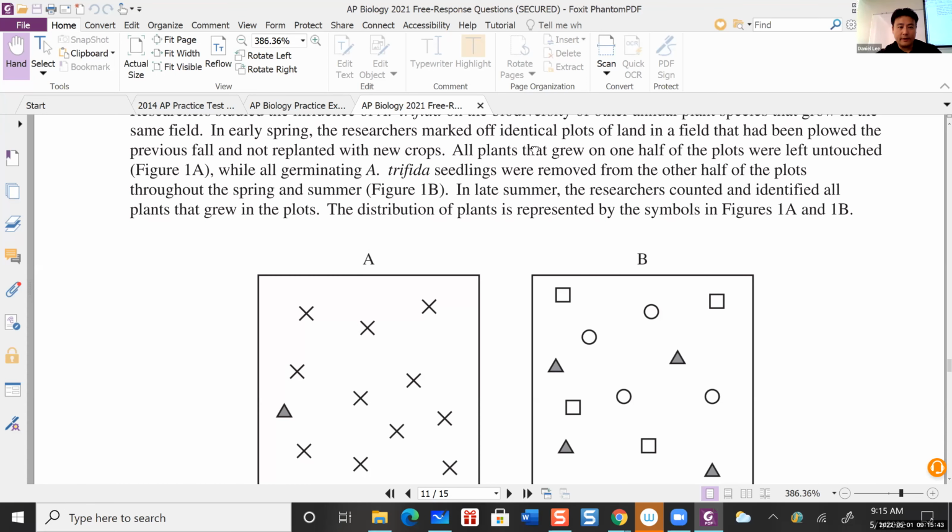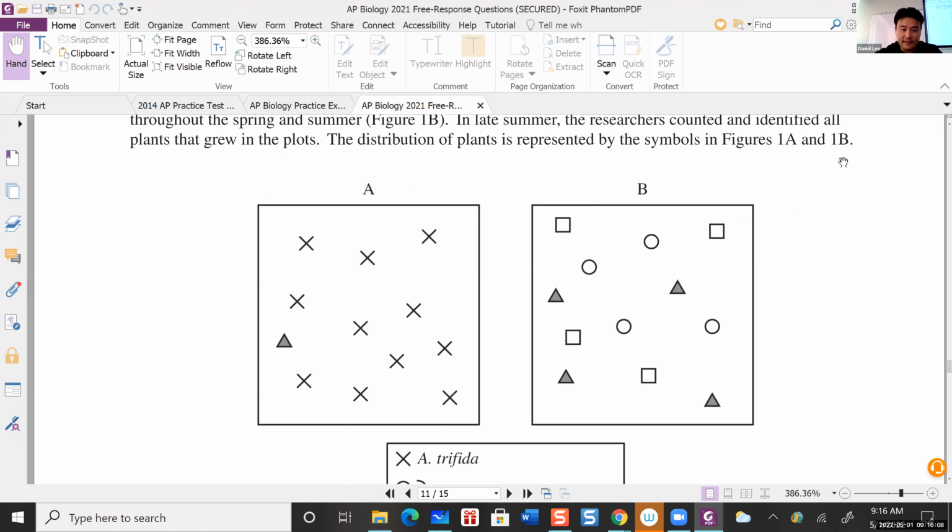And while all germinating ragweed seedlings were removed from the other half of the plot throughout the spring and summer, which is B. So what's the difference here between A and B, right? You're told that all plants that grew on one half of the plot were left untouched. So figure A basically left it alone. And look what happened. You have a whole bunch of X's. So what is X?